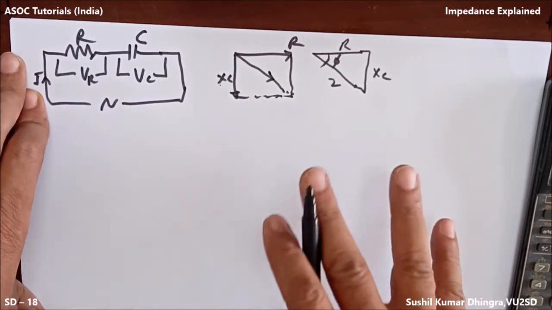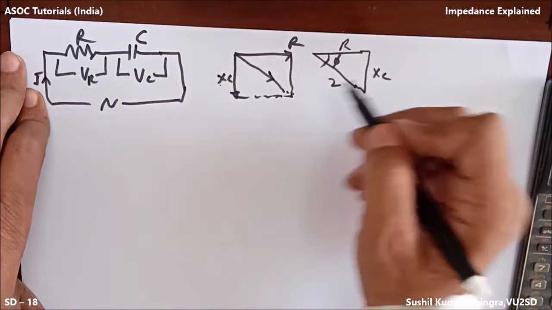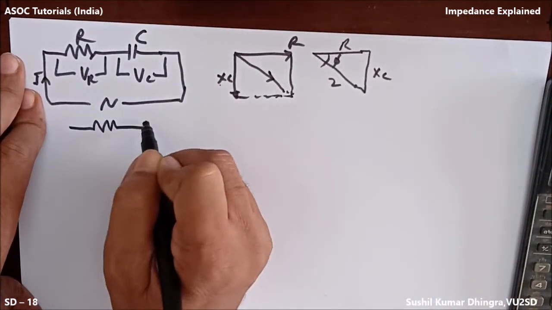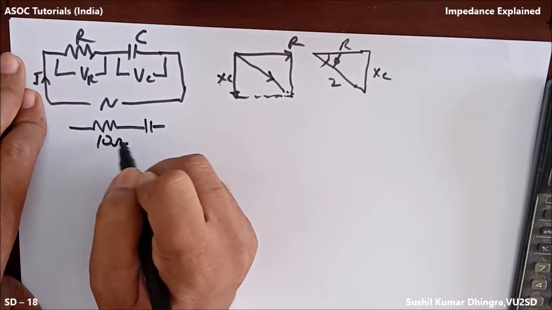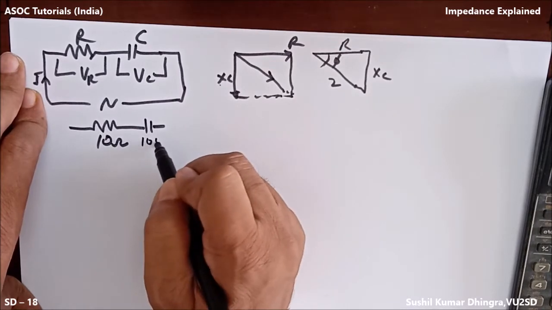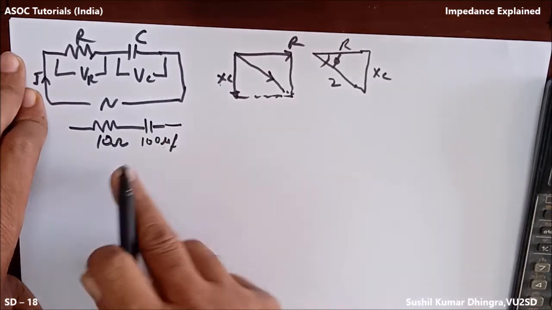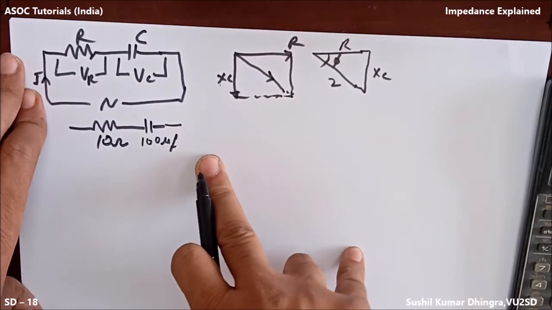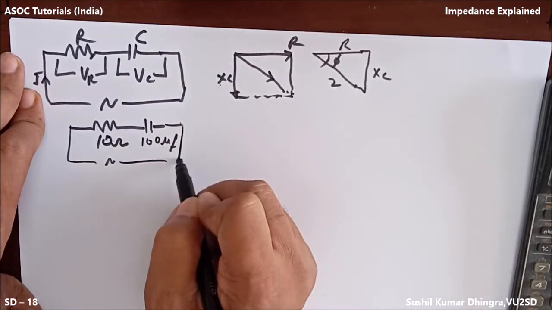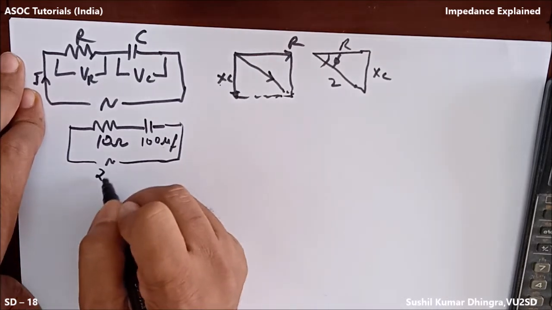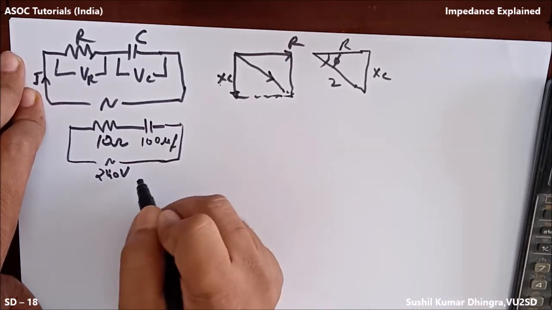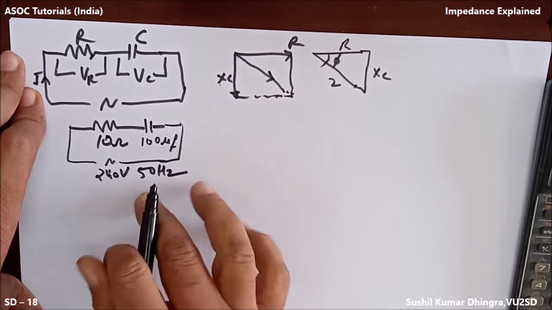Now I have a non-inductive resistance of 10 ohm, and a capacitor of 100 microfarad. These two components are applied with an AC voltage of 240 volts at 50 hertz home supply.